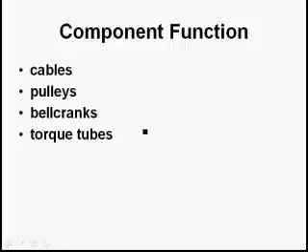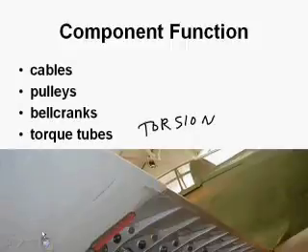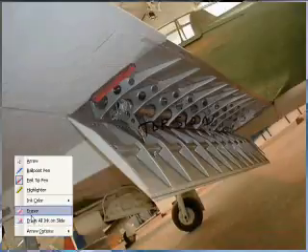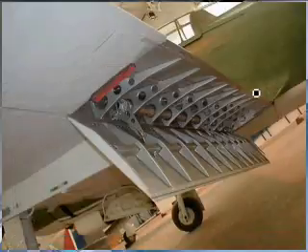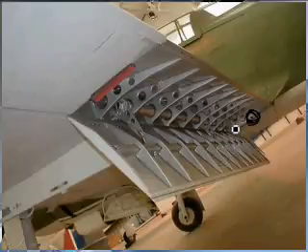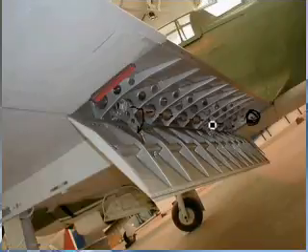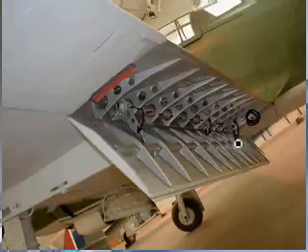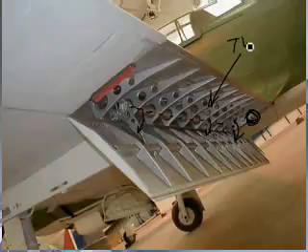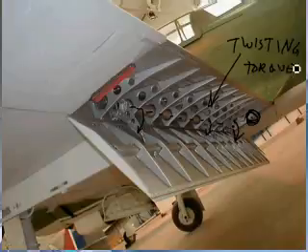Torque tubes. Torsion. Torque tubes. Here we go. Here's a torque tube for flaps. Somewhere inside of here is an electric motor, and here's the torque tube, and it's pushing down on the flaps. So we're actually twisting. There's actually a twisting moment on a torque tube.